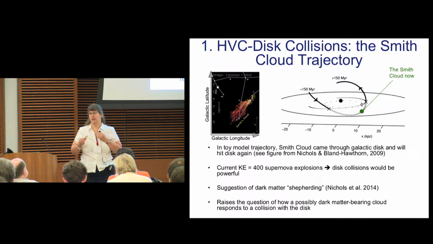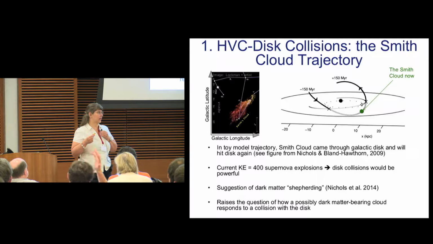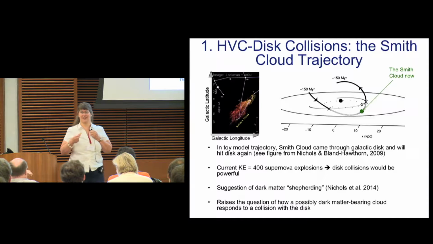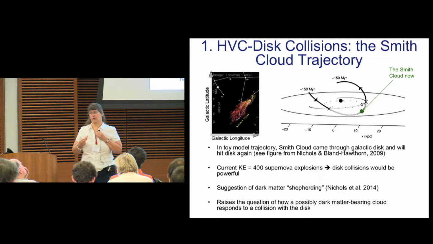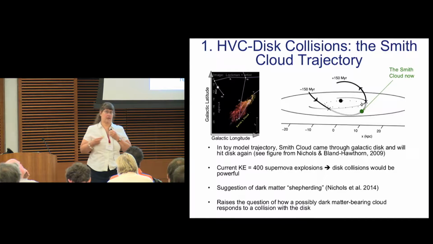And I say toy model because he had to make the approximation that there were no hydrodynamic interactions between the Smith cloud and the galaxy. And that's clearly not a correct way to do it, but it's a great Physics 101 ballistic model. So here's the ballistic model. The Smith cloud is here right now. It's poised to move up and collide with the disk in the future. And if we follow its trajectory backwards, it's come through the disk in the past. And that's why it's our poster child for disk HVC interactions.